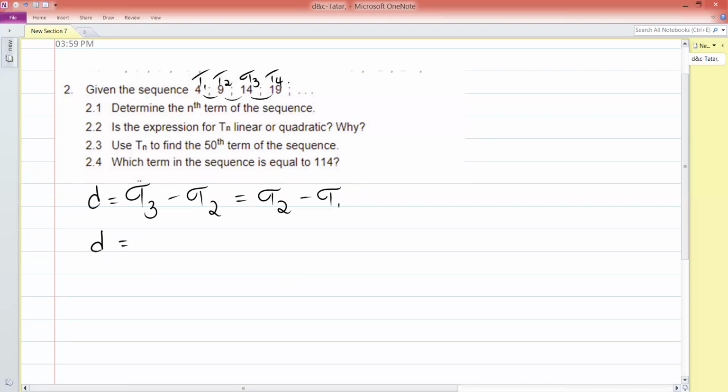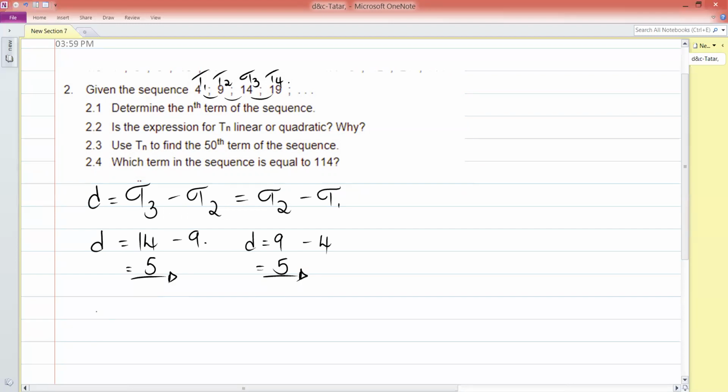If I take T3, that's 14 minus 9. That gives us 5. Then if I were to test T2 minus T1, that's 9 minus 4, which also gives us 5 here. Even with the 19 minus 14, that's also going to give us 5. So we have a common difference of 5.